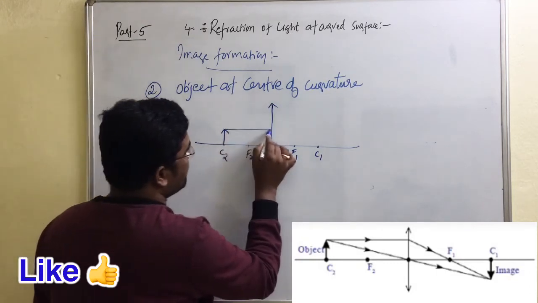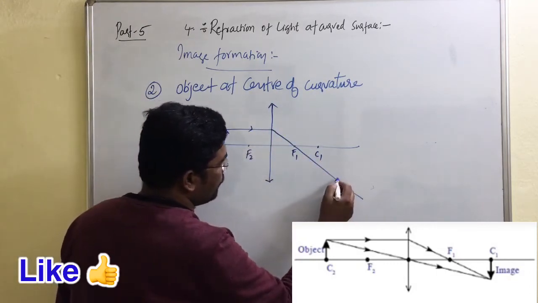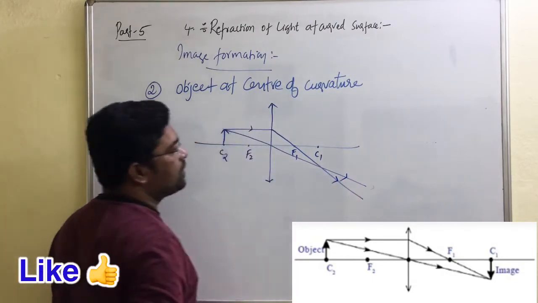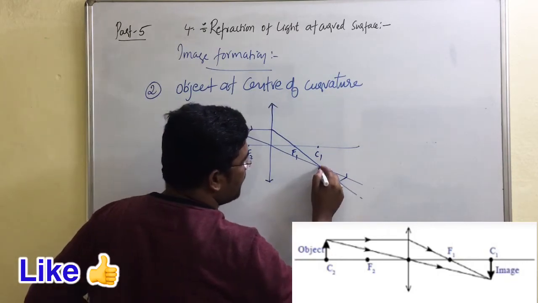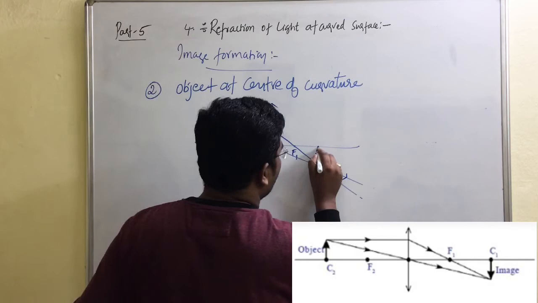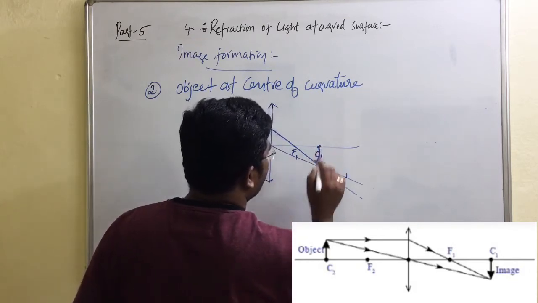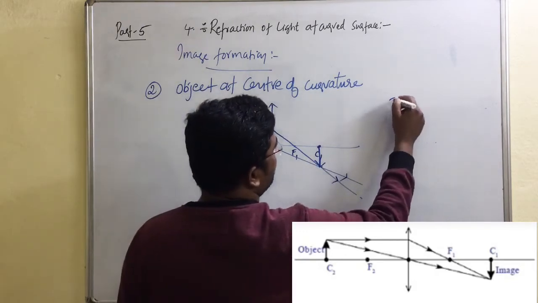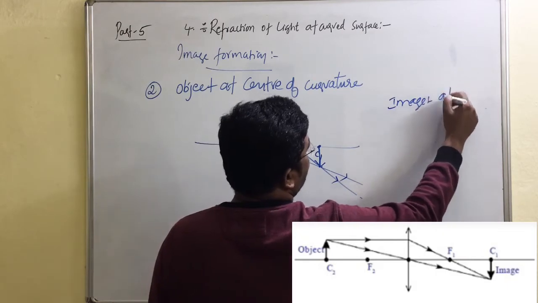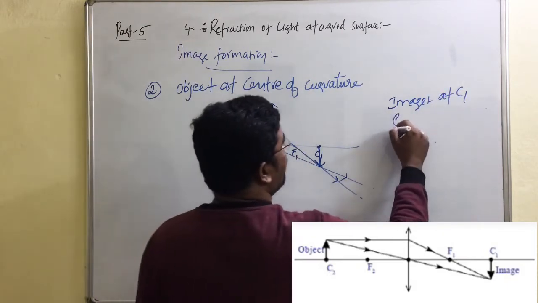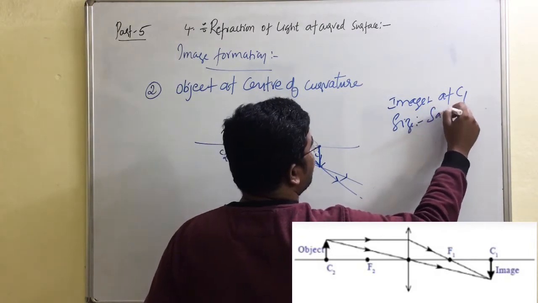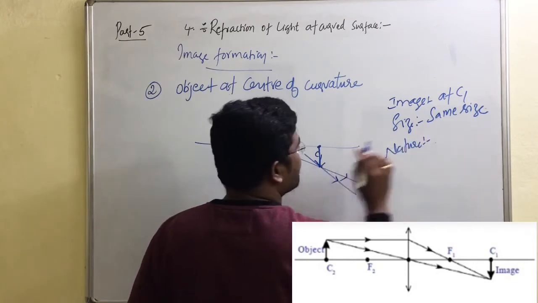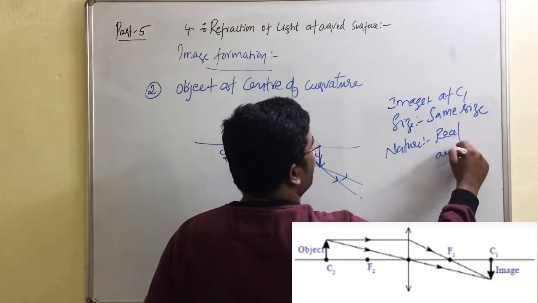Now the ray parallel to the principal axis, first rule, passes through the focus. Clear? Now the second, the ray passing through the optic center, undeviated. So these two intersect here. From this point, if I draw a normal line, it will meet at C1. Clear for everyone? So when the object is at C2, I am getting the image at C1. When I compare the size, I get a same-size image. Nature, as we know, it is of intersecting light rays, so it is real and inverted. Okay, clear?